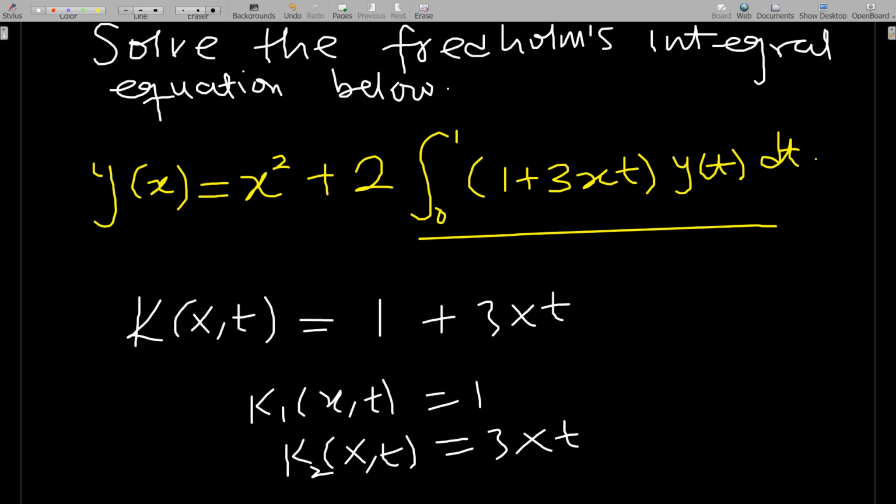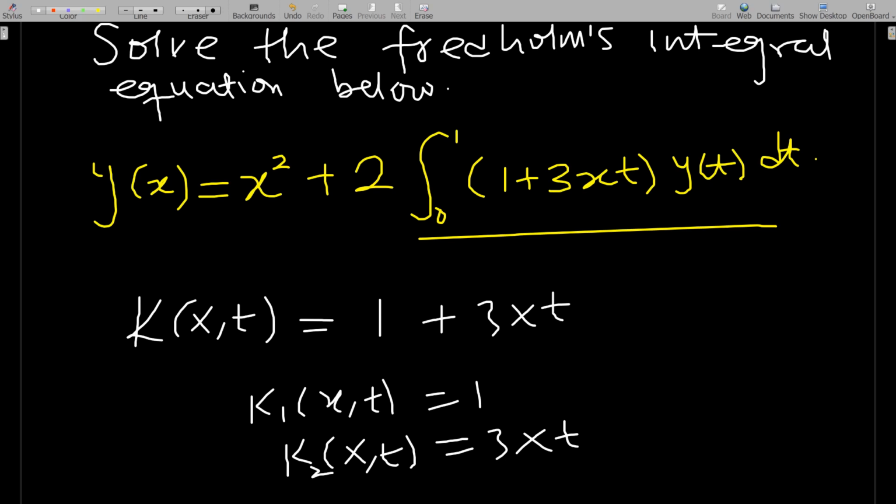So with this, how are you going to solve this? Since it's a degenerate kernel, you use the same method we used in the lesson that just ended, that is solving with a separable kernel. You have to expand the integral sign to get a summation of integral equations with separable kernels.